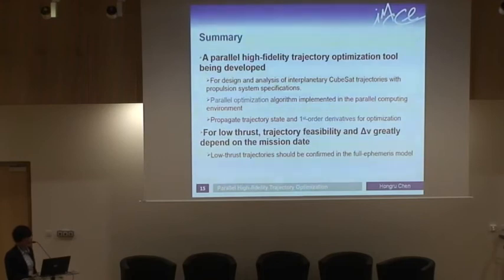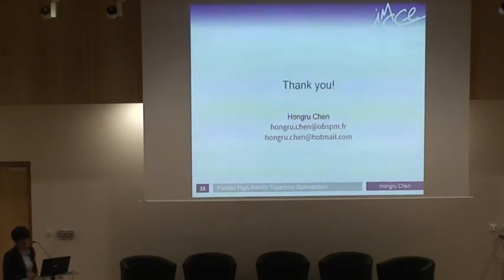To sum up, we are developing a parallel high-fidelity trajectory optimization tool for the design and analysis of interplanetary CubeSat trajectories. The tool takes into account the specifications of propulsion systems, and the algorithm is run in parallel environments. Our propagator propagates both trajectory state and derivatives to facilitate the optimization. We see that for low thrust trajectories, the feasibility and delta V cost greatly depend on the Julian date. So we suggest that for the design and analysis of low thrust trajectories, we always use the full-ephemeris model to validate. That's it. Thank you.